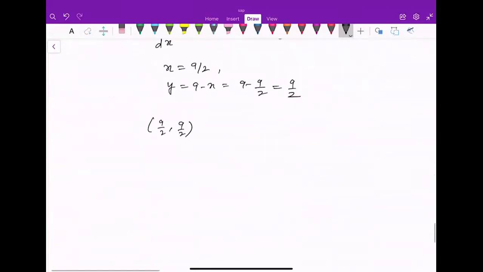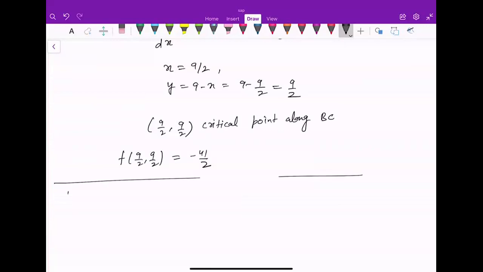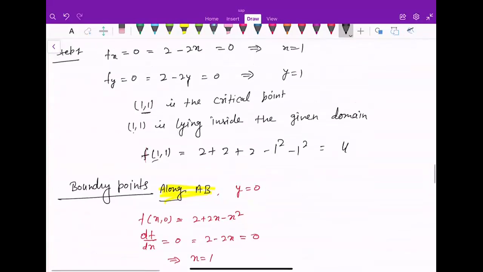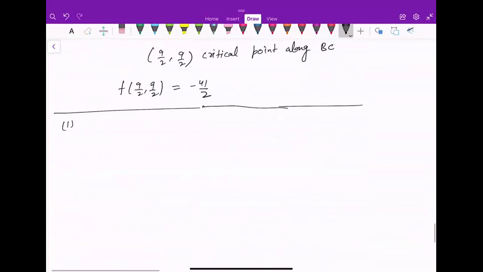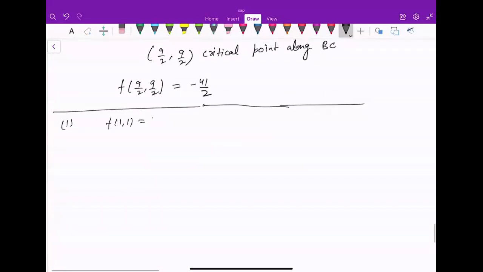तो critical point along BC, ठीक है. Now f of 9/2, what is the value coming out to be? It is -41/2, and we will solve it, ठीक है ना. तो now let us collect all the critical points. तो सबसे पहले हमारे पास क्या आया था critical point? सबसे पहले हमने जो डायरेक्टली critical point कंप्यूट किया था, that is 1 1. So f of 1 1 is what? f of 1 1, it is 4.